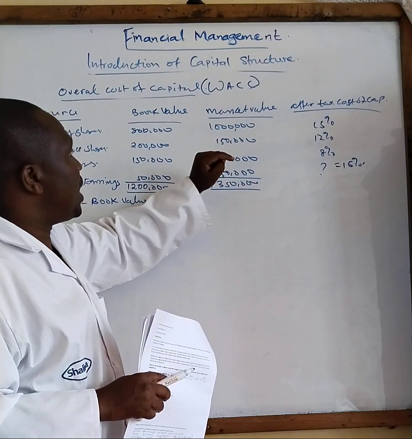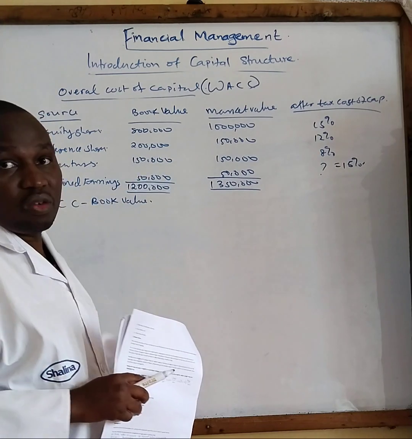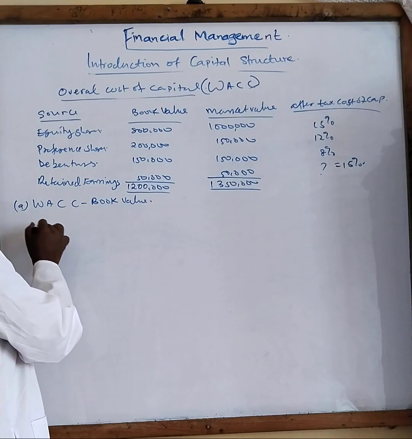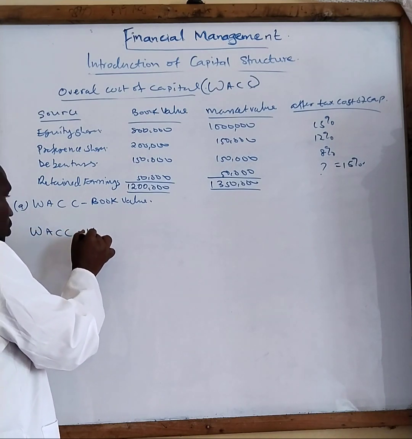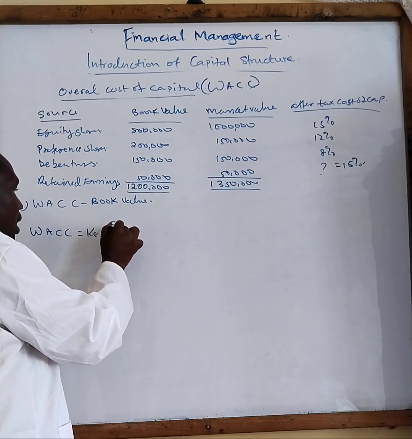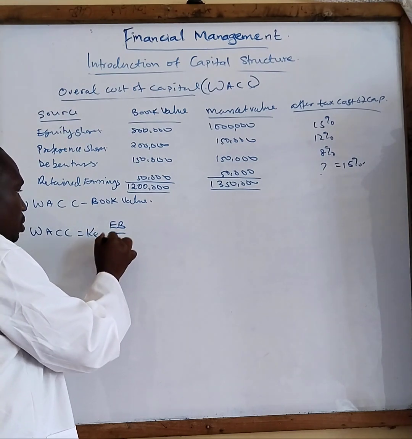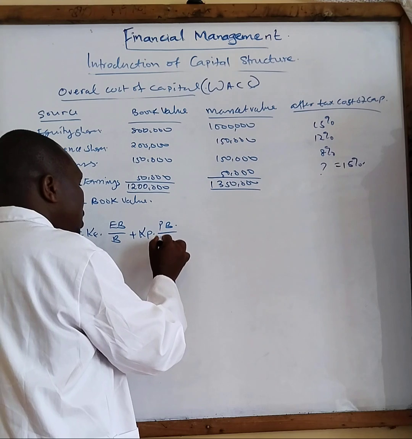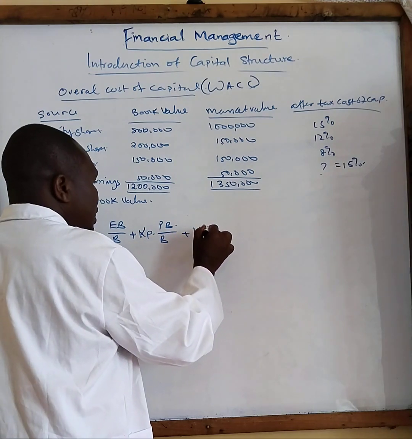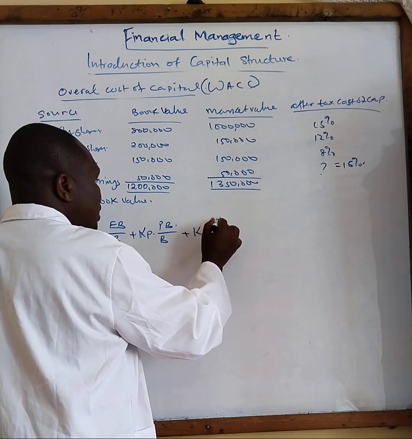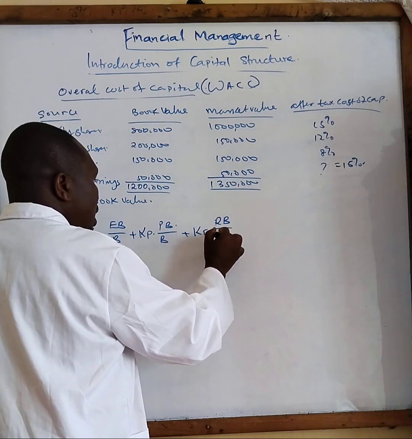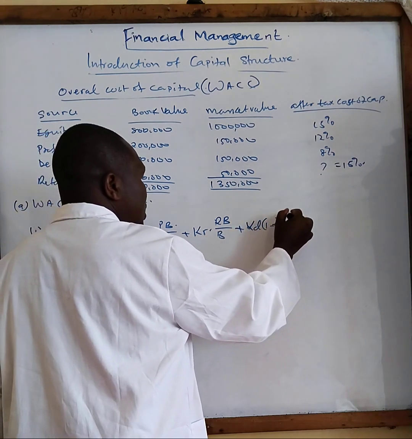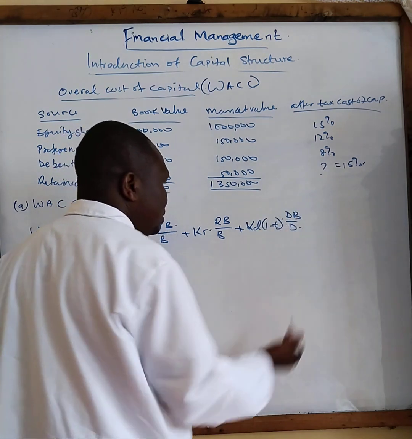If you are working using the market, it will be this divided by this. So you get what you call proportion. Then our WACC is very simple. WACC is given by cost of equity times equity book value over the total book value, plus cost of preference times preference book value over book value, plus cost of retained earnings times retained earnings book value divided by book value, plus the cost of debt (1 minus T) times debt book value over D.